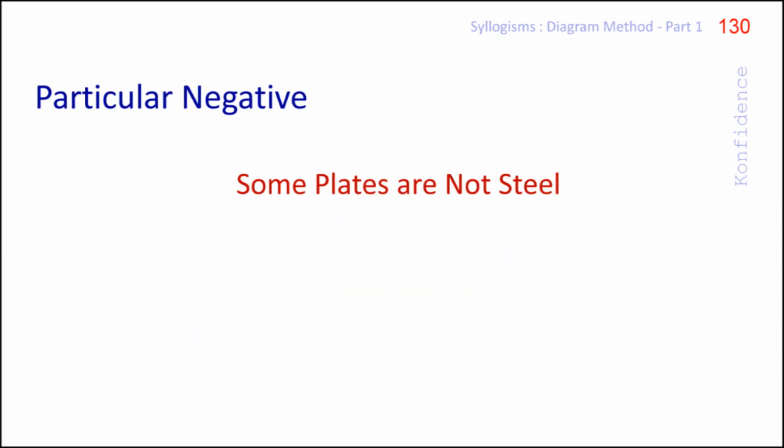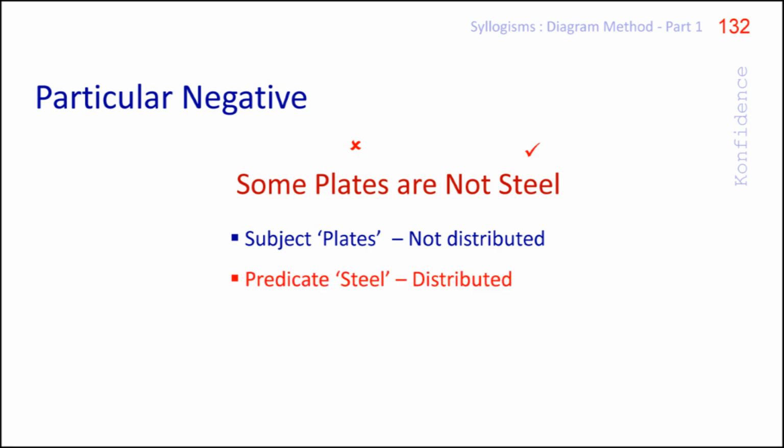In a statement like some plates are not steel, which is a particular negative statement, the subject plates is not distributed while the predicate steel is distributed. Here, it is difficult to create a logical connect as seen in the earlier three cases. So just learn by heart that in a particular negative statement, the subject is not distributed and the predicate is distributed.